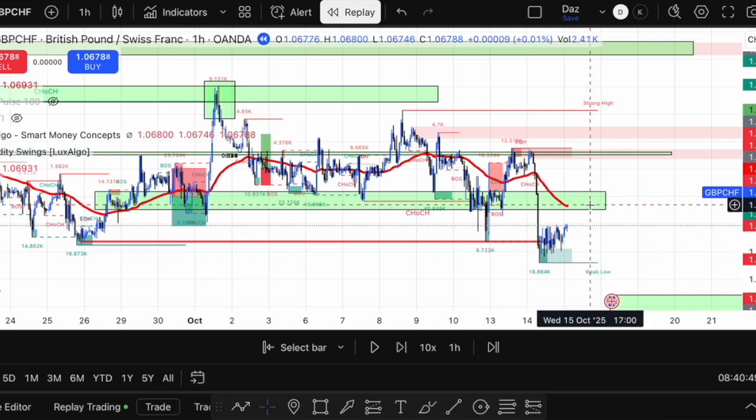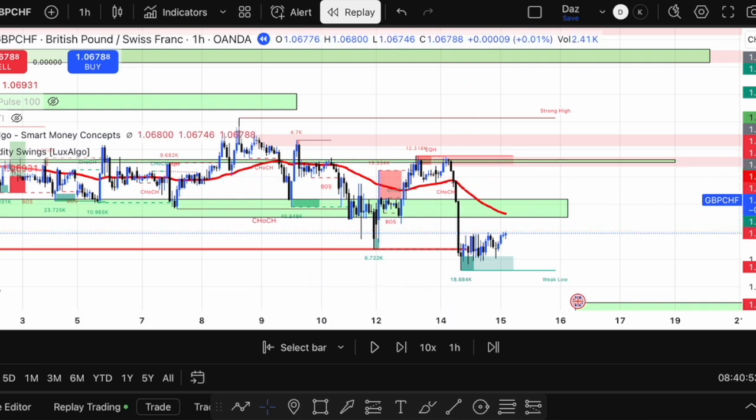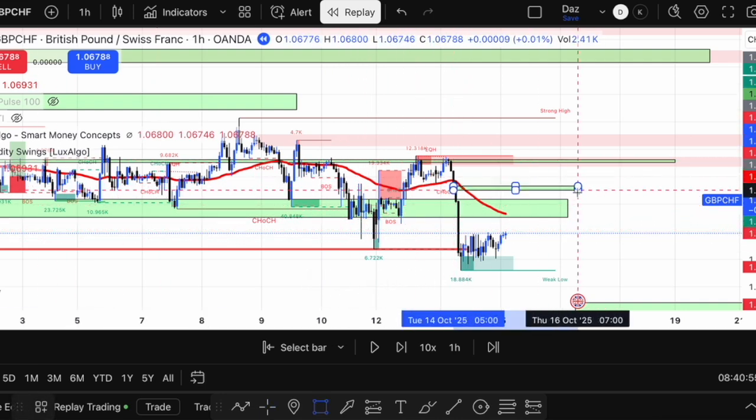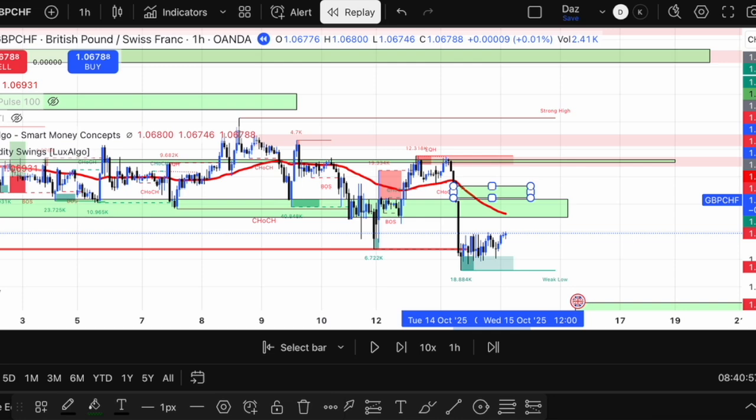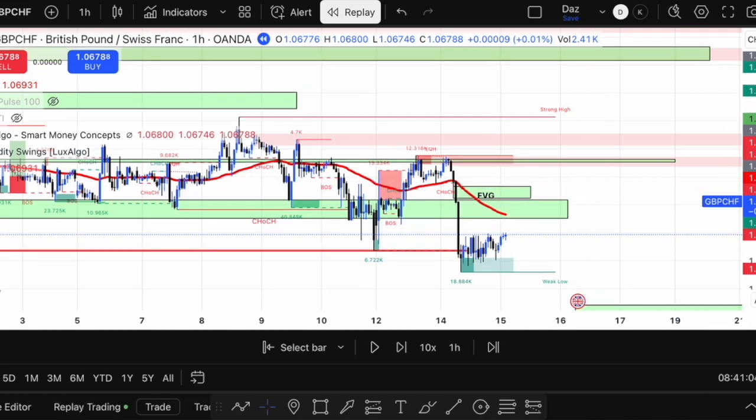So it could technically come up this way and drop down. So there's another area it could go. So you could mark the fair value gaps on the 1 hour. You've got a fair value gap there. What I like to do is just put in it, say fair value gap. Okay, and then you've got another fair value gap a bit further up.